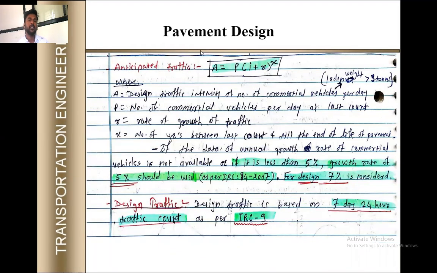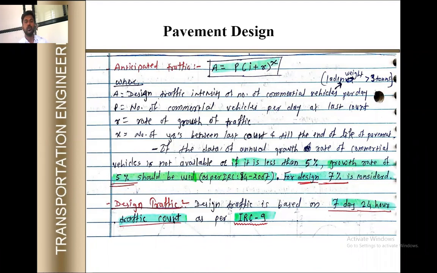Then the anticipated traffic, we have to judge or think about the traffic that will come, because the traffic is very important whenever we are designing the pavement. The life period of the pavement, the design characteristics, thickness, all these things depend on the traffic conditions. So we have to judge the traffic before we design.